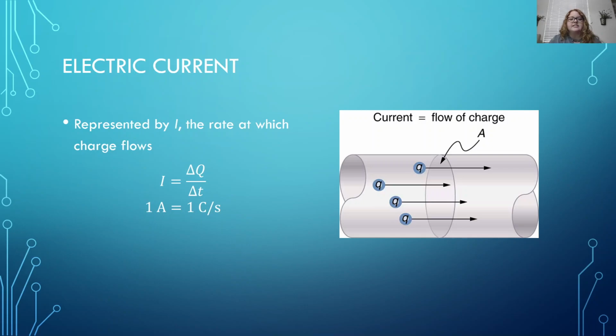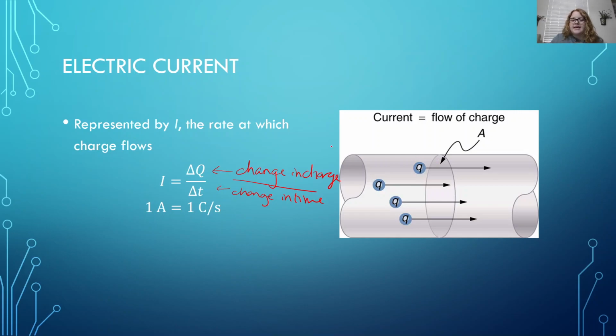So current is the flow of charge, and it's represented by a capital I. So it's going to be the rate at which charge flows. So this is the equation to describe that motion. It is I is equal to delta Q, or the change in charge, divided by delta T, or the change in time.